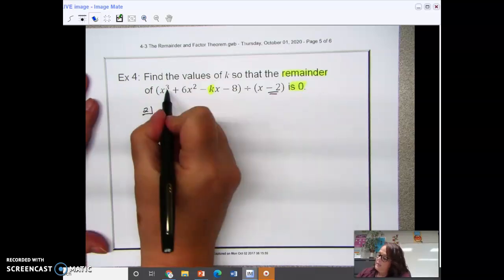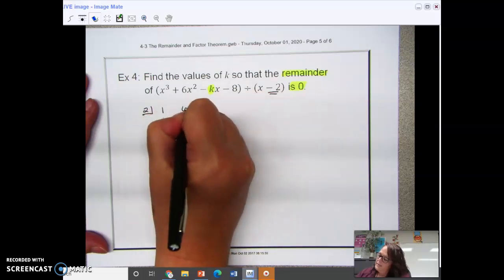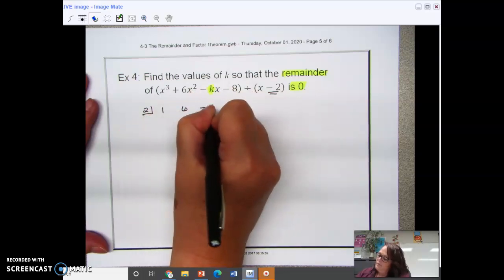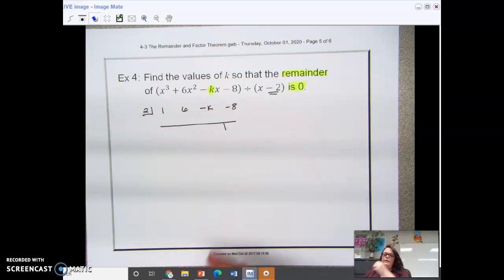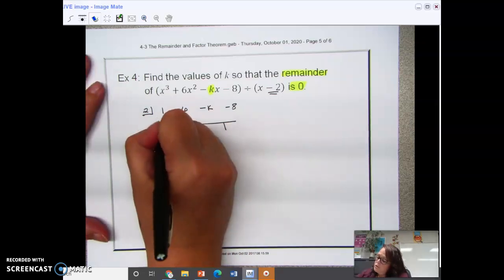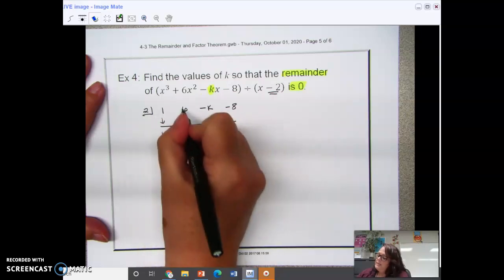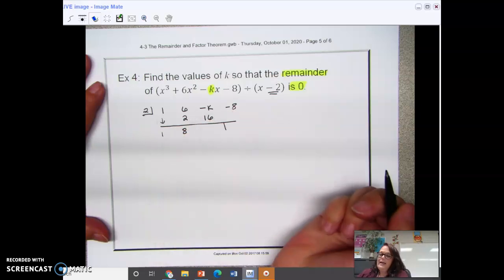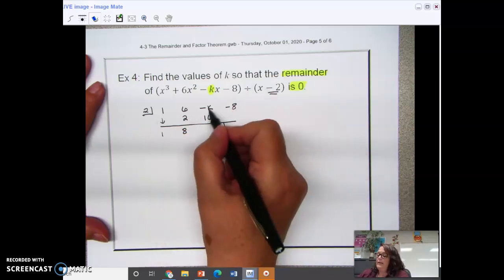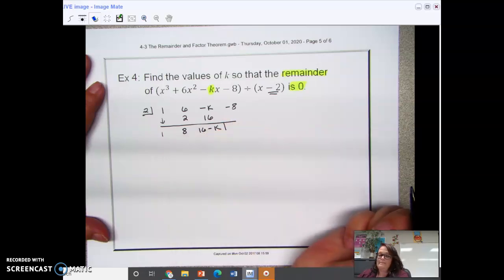I've got perfect descending order of 3, 2, 1, nothing. So my coefficients are 1, 6, and then we get -k and -8. And so again, when we're done, the whole point is to find out what k would be equal to. So if I drop the 1, we get 2 times 1 is 2, 6 plus 2 is 8, 2 times 8 is 16, and then we have to be careful because these aren't like terms. So when I add them, I get 16 minus k.